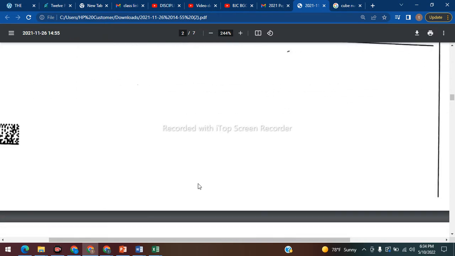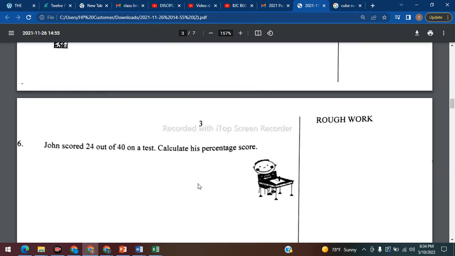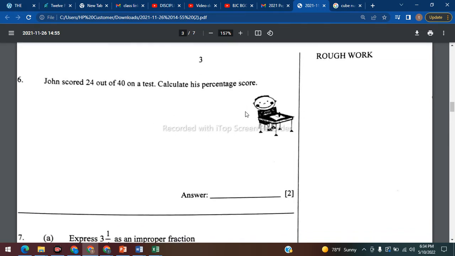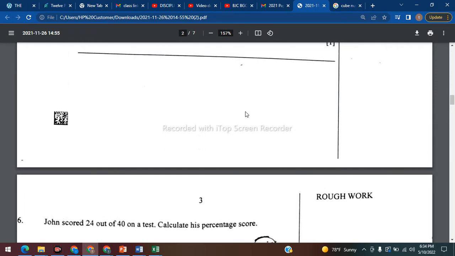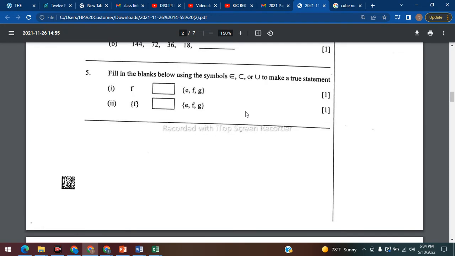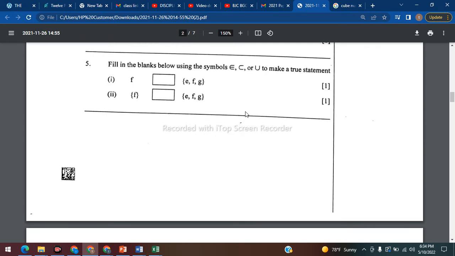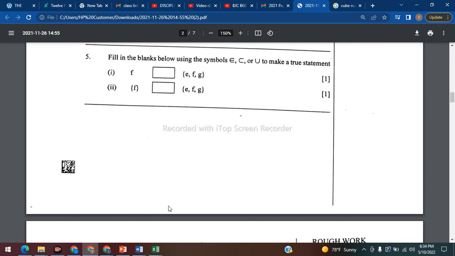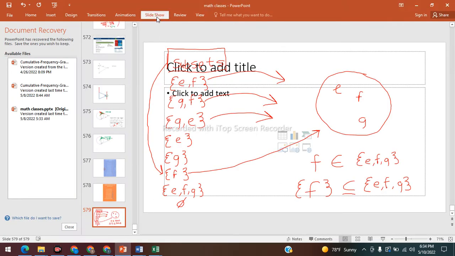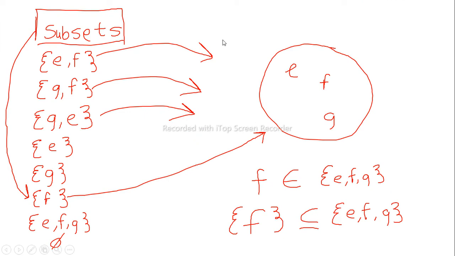Next question says John scored 24 out of 40 on the test. Calculate his percentage score. But Miss, could you go back to the PowerPoint where you were writing the subsets, please? I pause before I move it to give you a chance to take a screenshot. Please don't have me going back.